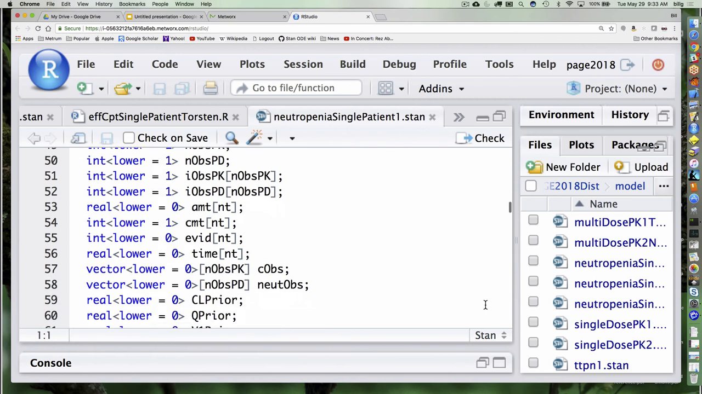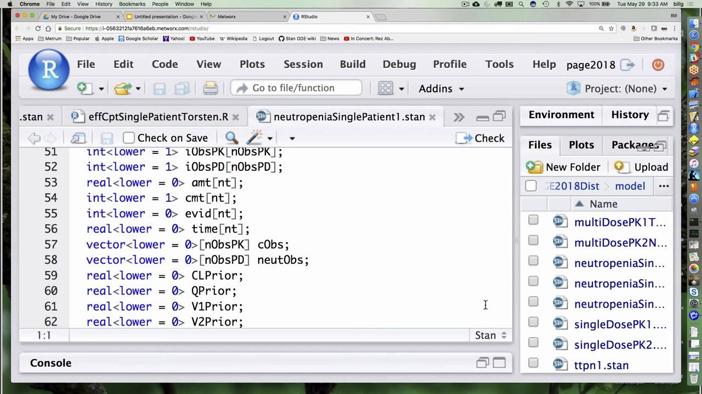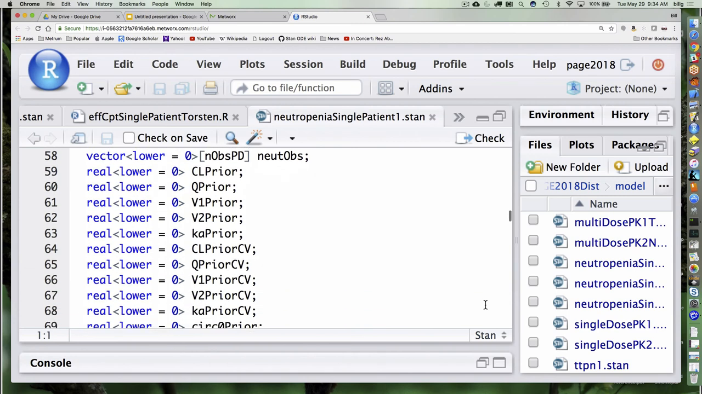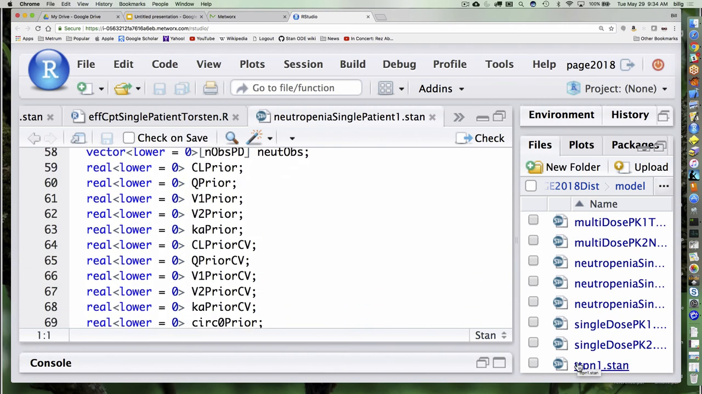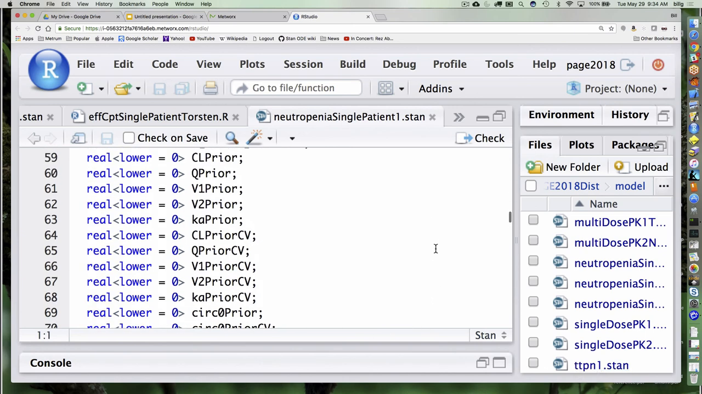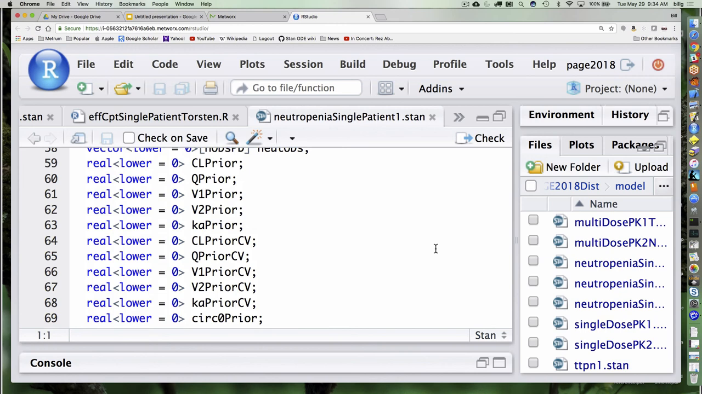In here, you can see, for example, the COBS and the NEUTOBS for our concentrations, and the neutrophil counts have different numbers of elements in there. In this example, I chose to pass the parameters of the priors in as data. Again, this is kind of a style issue. I could have hard-coded them in here, or specified them in R and then passed them in. I'm just illustrating the way you can do it, where I actually wrote them all out in R and then passed them in, so that if you want to have the control at the R level instead of the Stan level, you can do that.